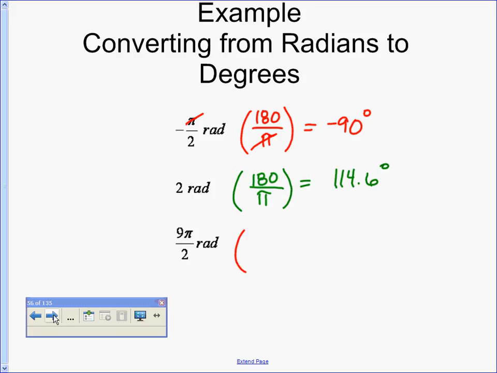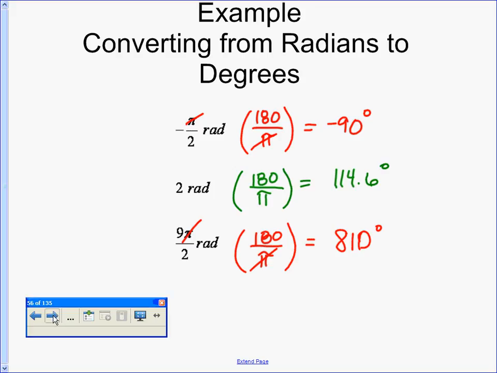And then on the last one, we have 9 pi over 2 radians. So the 180 over pi, the pi's cancel again. And so you have 9/2 times the 180. And that is going to give us about 810 degrees. All right.